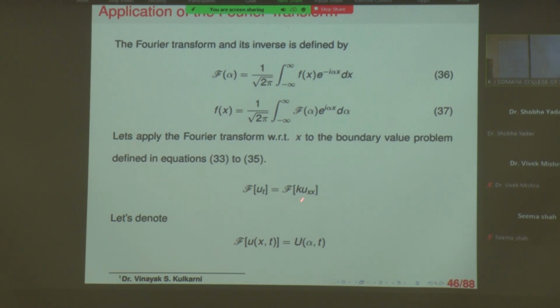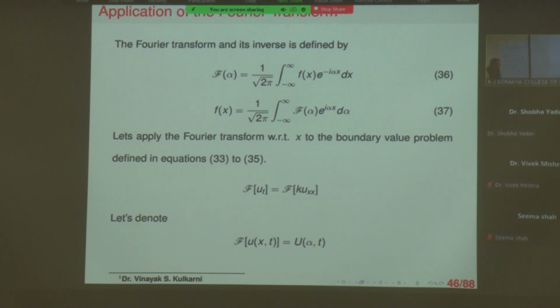What is my original equation? u_t equals k u_xx. This is my original equation. This operator F is nothing but the Fourier transform operator. So F is applied over the whole equation, I mean to say. Okay, so here it is.